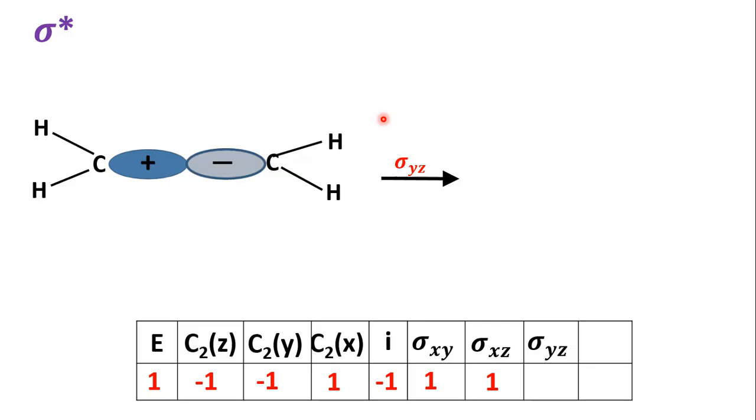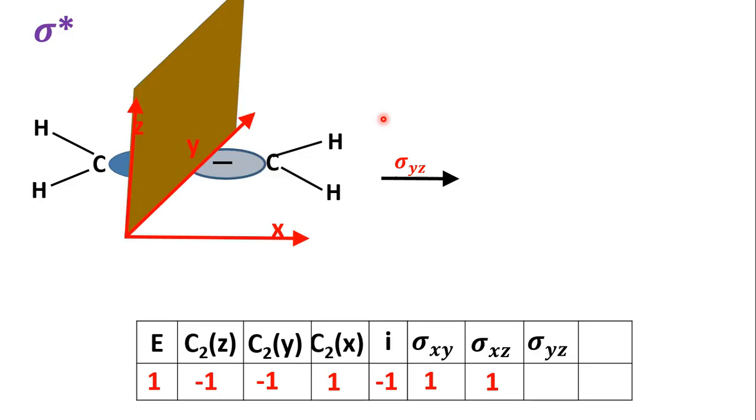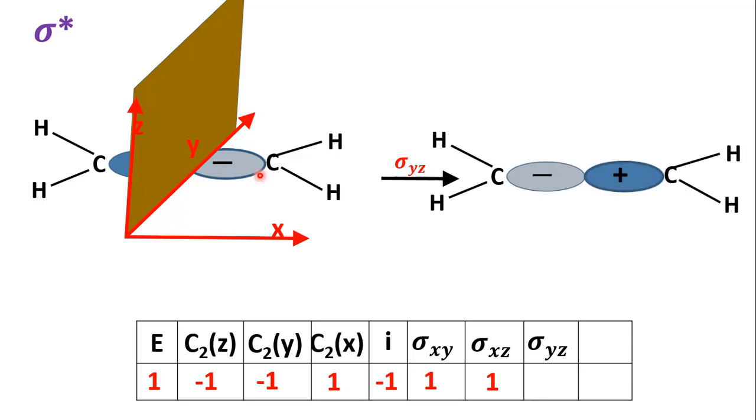Sigma YZ is a plane that cuts in between the two lobes, positive and negative lobes. And on the right side you find the negative lobe, on the left side you find the positive lobe. Upon reflection, the negative lobe goes to the left side, positive lobe comes to the right side, and so the signs are changed and we get minus 1.